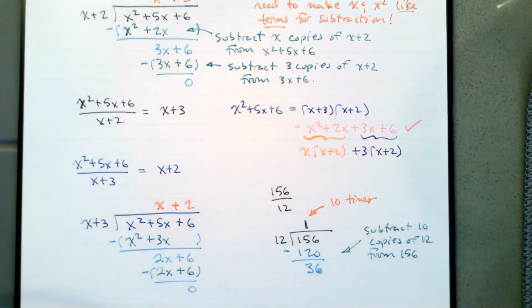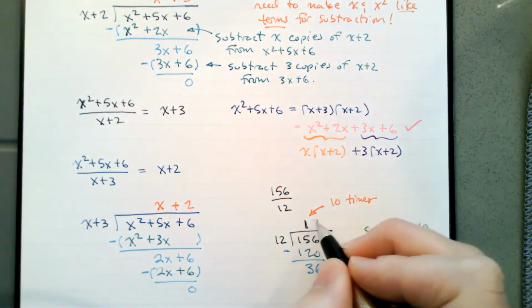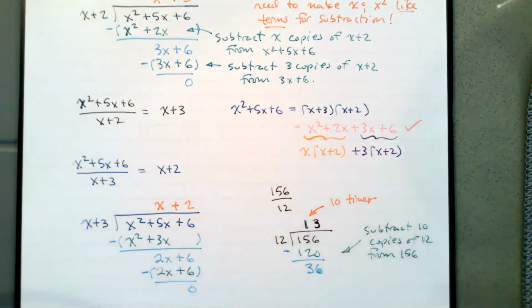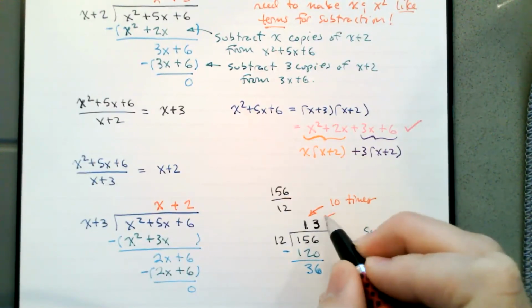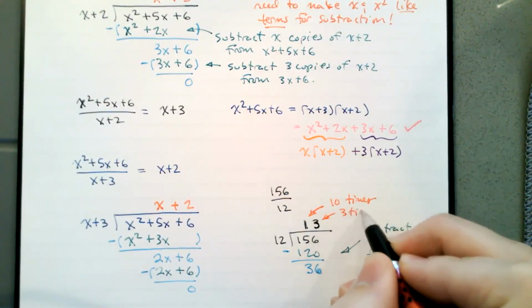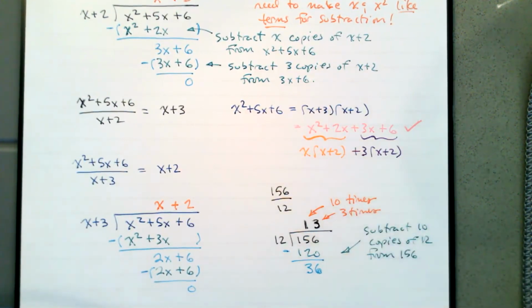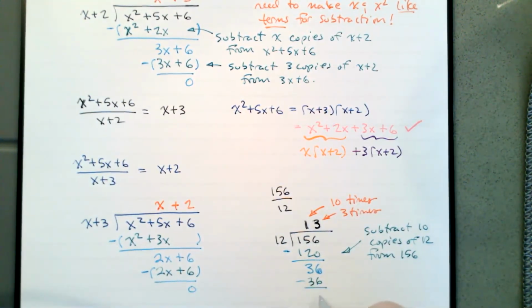And then we're just going to subtract. We say 12 goes into 36 3 times, but what we mean is we could subtract 12 from 36 3 times. And 3 times 12 is 36. And so when we subtract them, we get 0. That makes sense. 156 divided by 12 is equal to 13. We knew that.